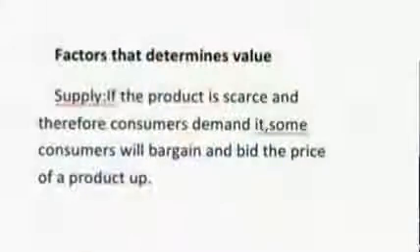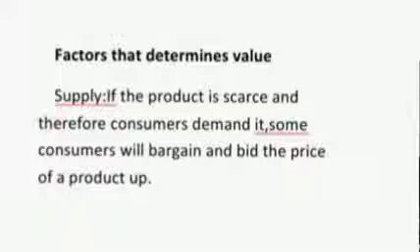So let's go to supply. Supply determines the scarcity of a product. If it is abundantly available, then the product will not be able to command a price that very scarce products could. If a product is available in numbers, it won't be able to command a price, because you have plenty of this product.